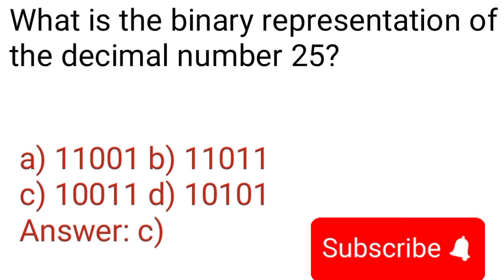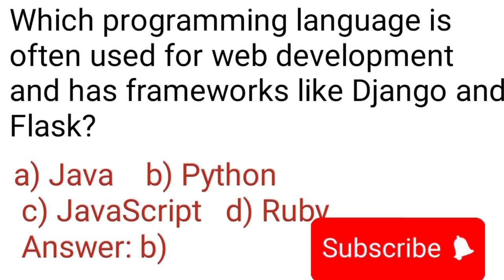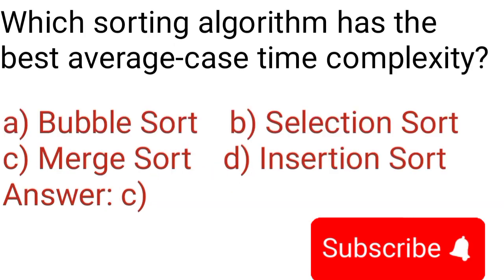What is the binary representation of the decimal number 25? The binary representation of the decimal number 25 is 11001. Which programming language is often used for web development and has frameworks like Django? Option B is correct. Python is a programming language with such frameworks.